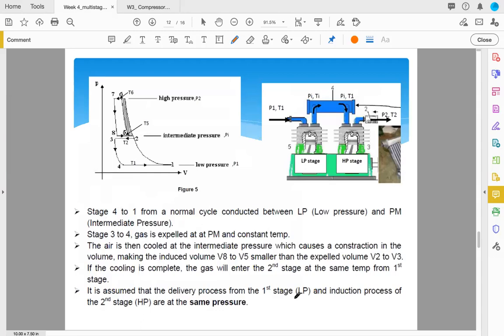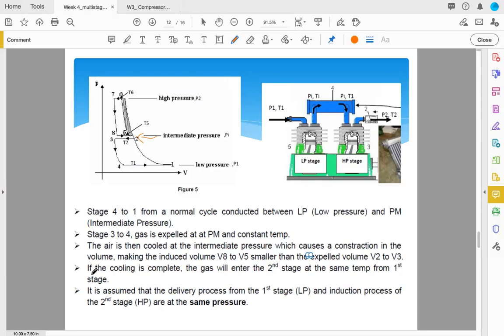So I think I explained too fast just now, so I can repeat again. From stage 4 to 1, from a normal cycle, this is called low pressure. This part is called intermediate pressure, and this part is called high pressure. 3 to 4, gas is expelled at constant temperature, and the air is then cooled at the intermediate pressure, which causes a contraction in the volume. So the volume of the air shrinks a bit and makes the induced volume V8 to V5 smaller than the expelled volume, like V2 to V3. Can you see that?